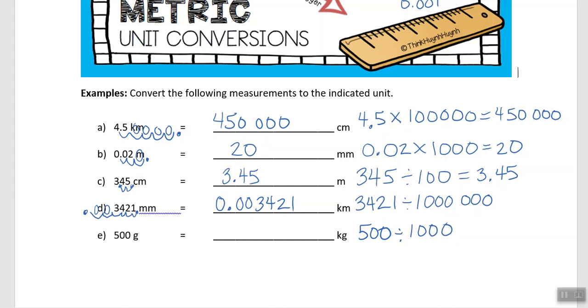Or if I wanted to look at it by moving my decimal place, it's right after my 500, and I'm going to move it 1, 2, 3 spots. So right in front of my 5, and good practice tells us I should put a 0 in front of my decimal place, so 0.5. And you can leave out your trailing zeros after the 5. And that is how you convert using the metric staircase within the metric system.